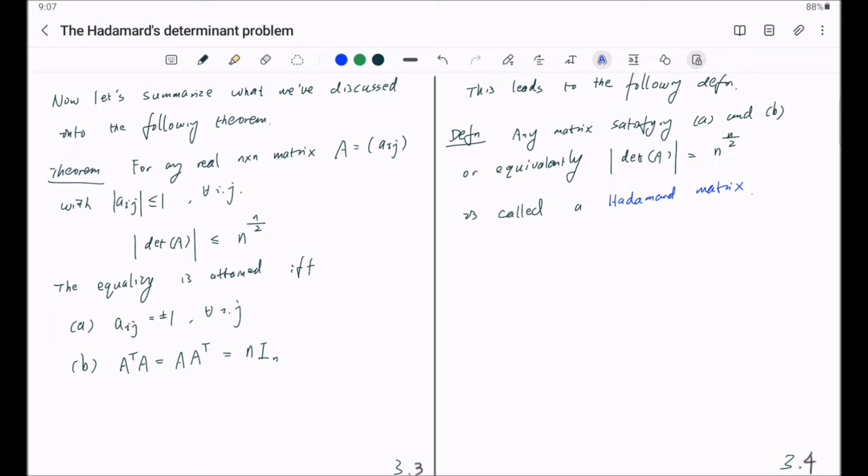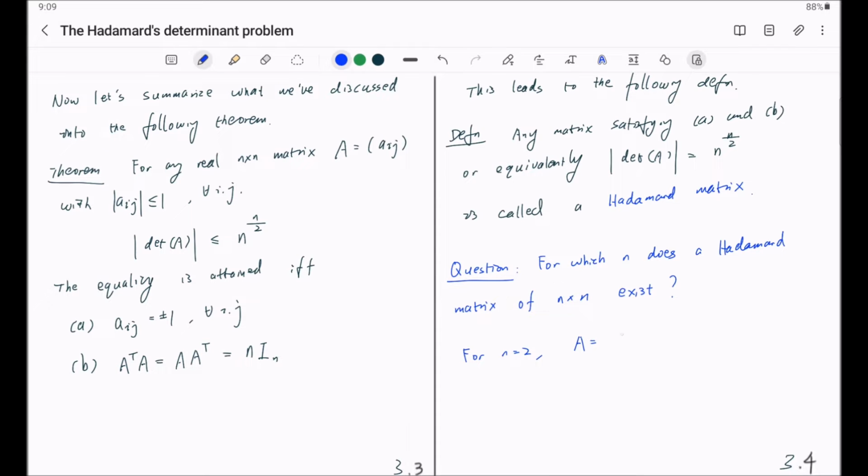So now we have given the definition of the Hadamard matrices. And the natural question to ask is, for which n does a Hadamard matrix of n by n exist? The case when n is equal to 1 is really trivial. For n equal to 2, you can look at the following matrix.